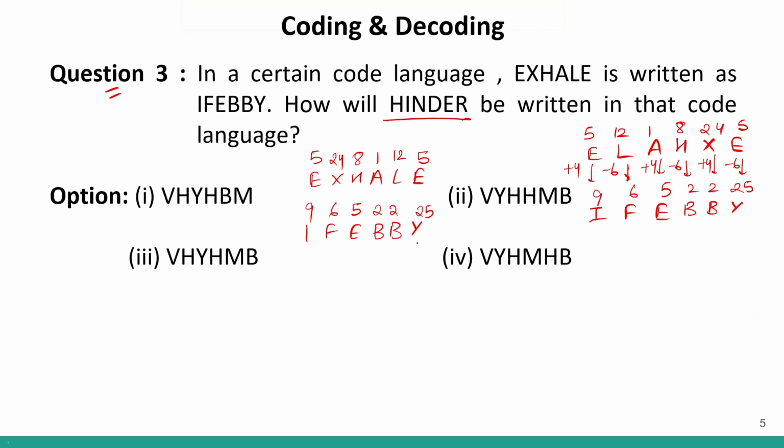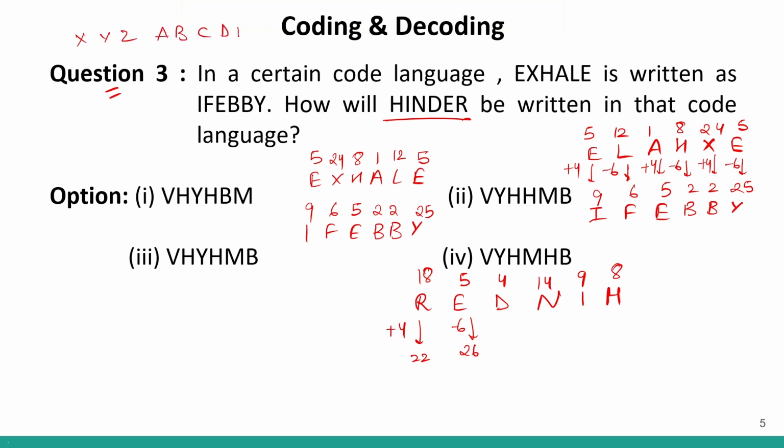So we'll do the same pattern for Hinder. First we will reverse the order: R, E, D, N, I, H. R is coded as 18. E is 5. D is 4. N is 14. I is 9. And H is 8. So now I will go plus 4. I'll get 22. If I go minus 6 from E, I will get 26. So X, Y, Z, A, B, C, D, E: 6 positions back, 1, 2, 3, 4, 5, 6, will give me 25.